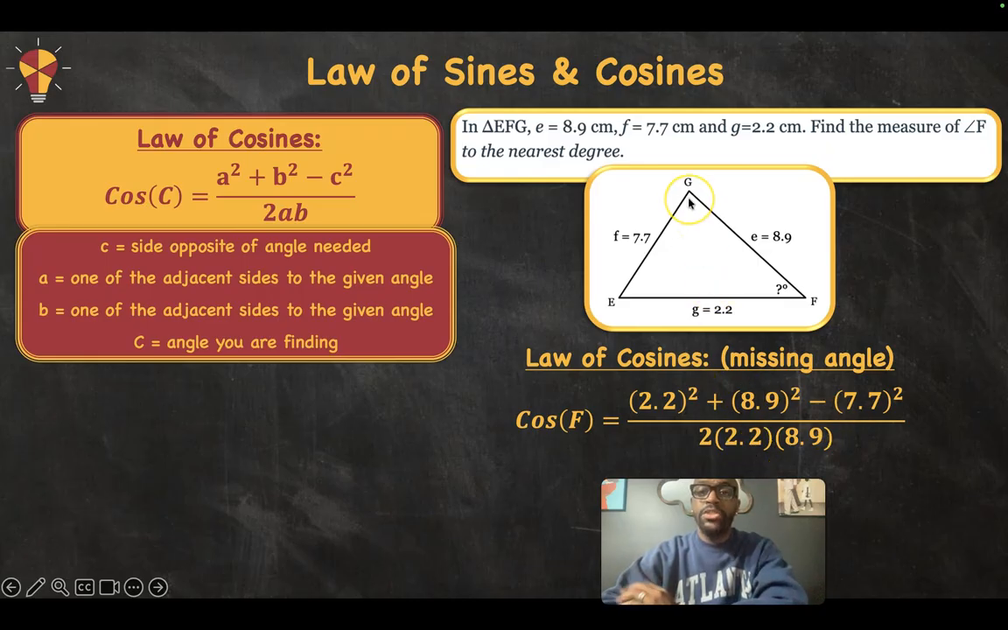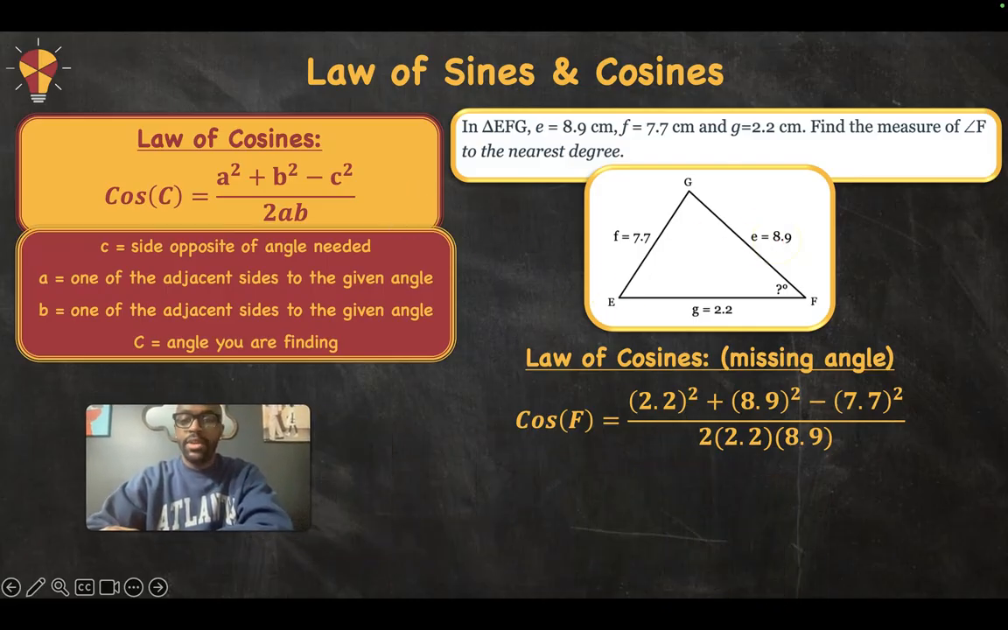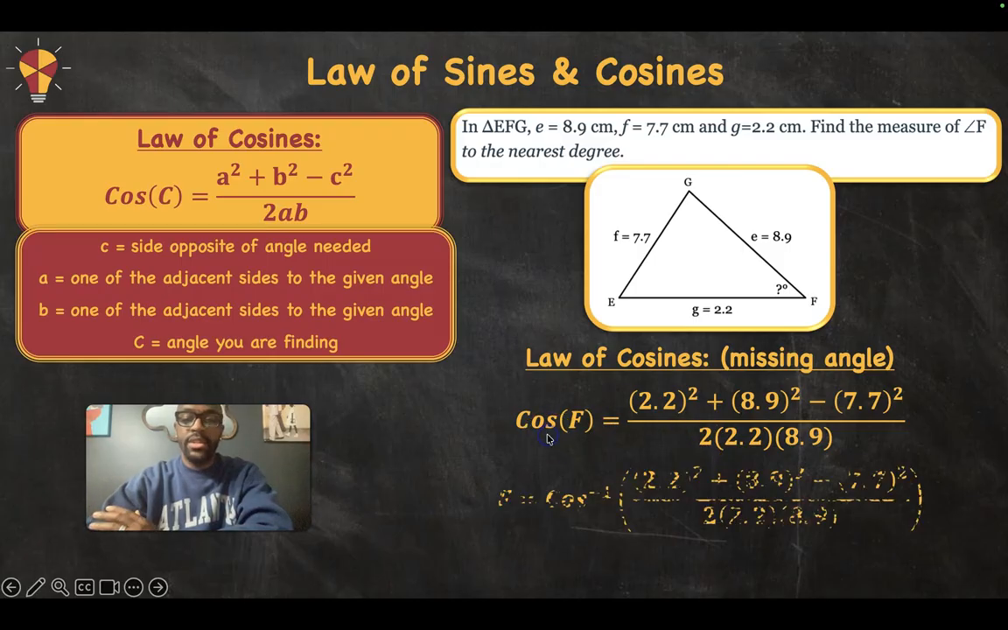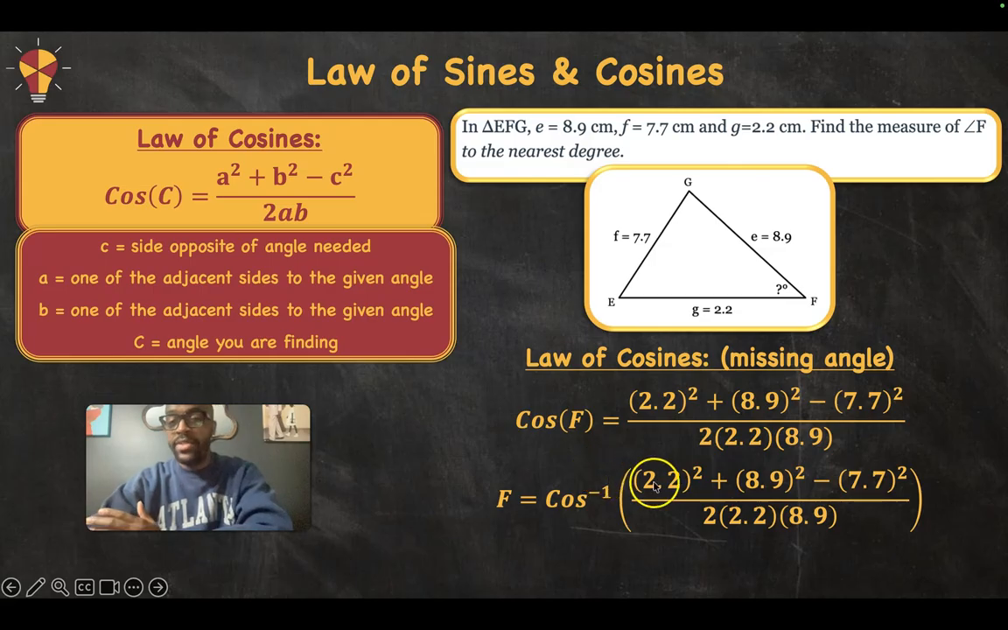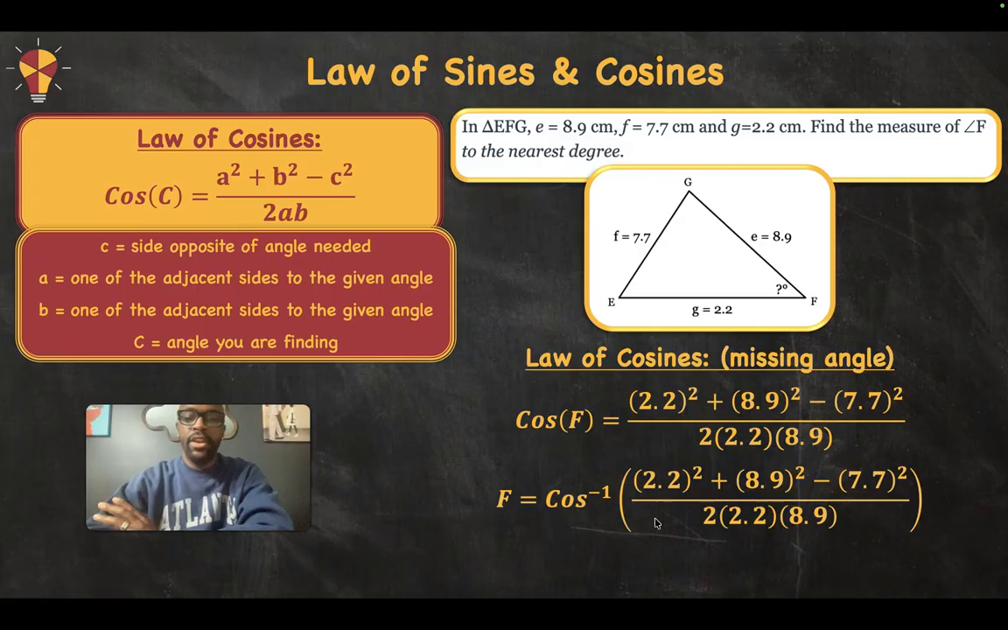Now, if I was looking for angle G, for example, then 7.7 and 8.9 would be my A and B, and my C would be 2.2. If I was looking for angle E, now my A and B are 7.7 and 2.2, and my C would be 8.9. So just be careful when you utilize this formula. From here, like I said in the previous problems, you can type all this in and get a decimal. Then you have to do the inverse cosine of that and get your final answer. I like to wait until the end to get my exact answer so I can have less variability, so I evaluate as late as I can.